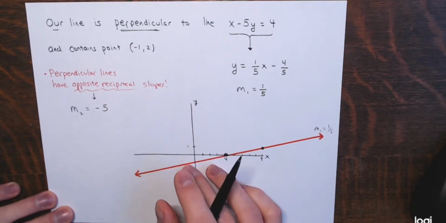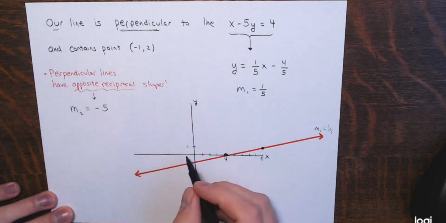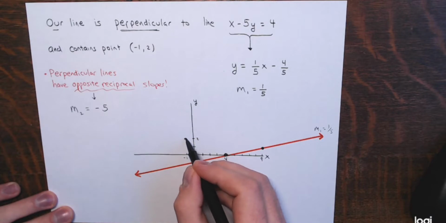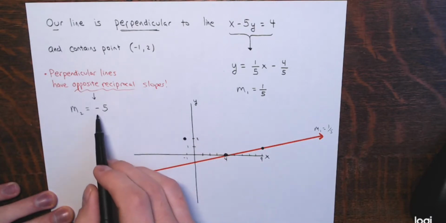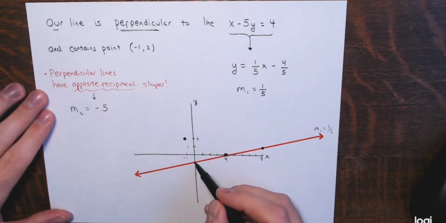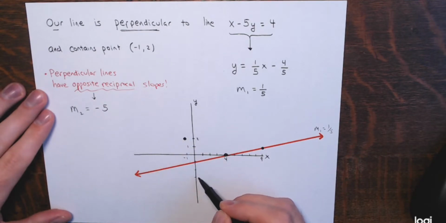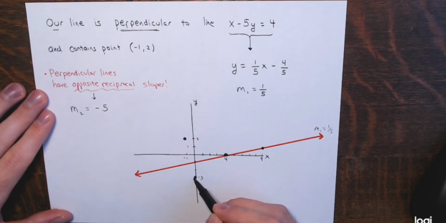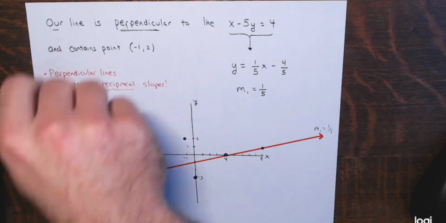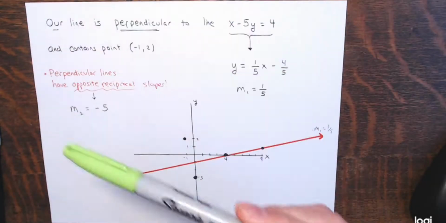And it contains the point -1, 2. So -1, 2 is on this line. And it has a slope of -5, meaning from this point go down 5 units to be at y equals -3, and then right 1. So it should have the point 0, -3 on it as well. I'll draw this in like a greenish color.